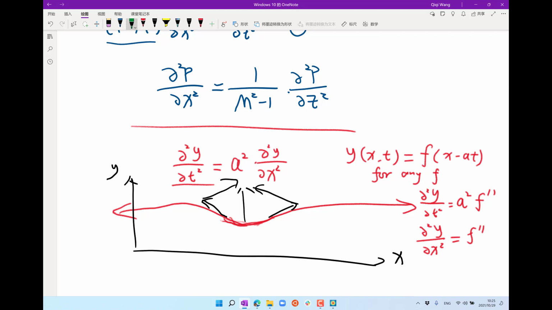Another solution that's equally simple is y of x and t equal to some other function g of x plus at. Do the same math. You take the derivative of this y with respect to t, you get a times g prime. Take another derivative, you get another a times g double prime, so a squared times g double prime. Take the same derivative with respect to x, you get g double prime. So this again is equal to that.